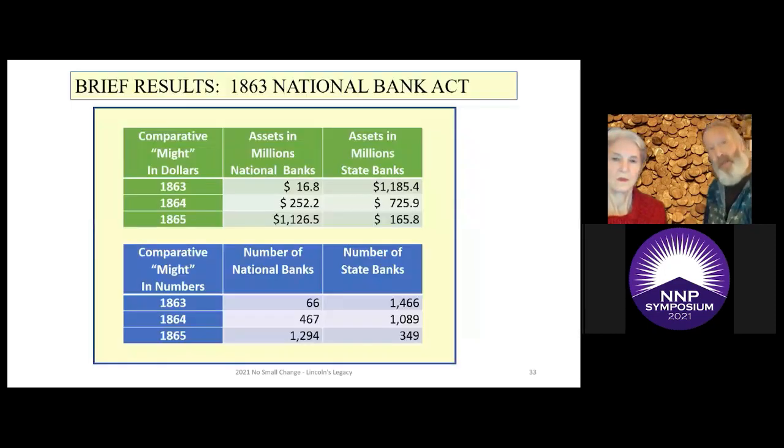And this is a great, I'll make it very brief. You can study this later. But 1863 is when the bill went through. 1865 is when the war ended. Very short period of time. You can see assets and millions of national banks. There was 16.8 million in the national banks in 1863, but well over $1 billion in the national bank assets in just 2 years. And on the total flip-flop, the assets in the state banks went from 1.2 billion down to only 165.8 million in that same period of time.